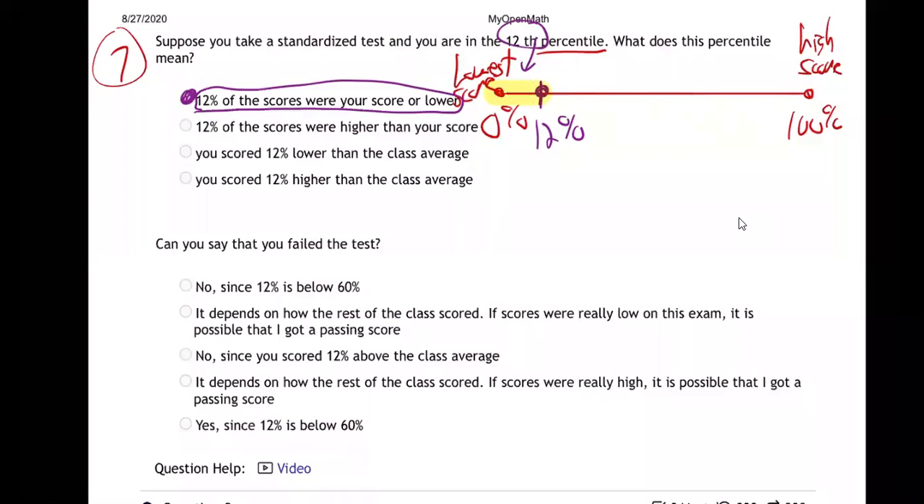Why are the other answers wrong? 12% of the scores were higher? No. Most of the scores were higher than your score. You scored 12% lower than the class? No. The average is here. You scored 12% higher? No. That's all below.